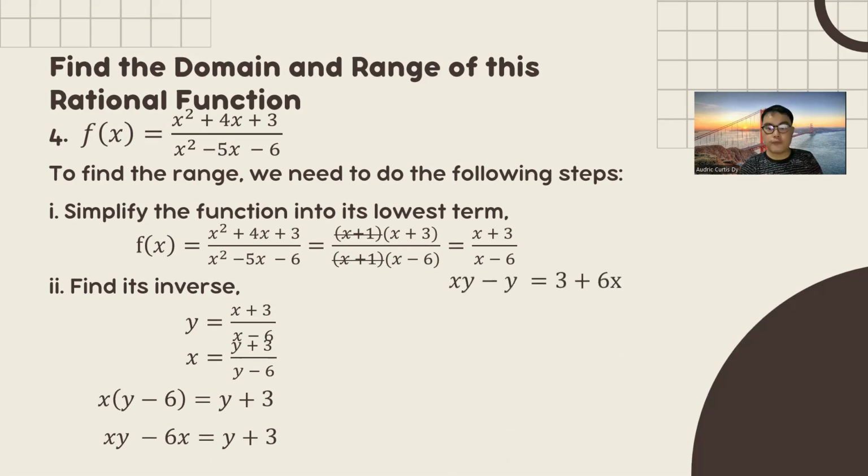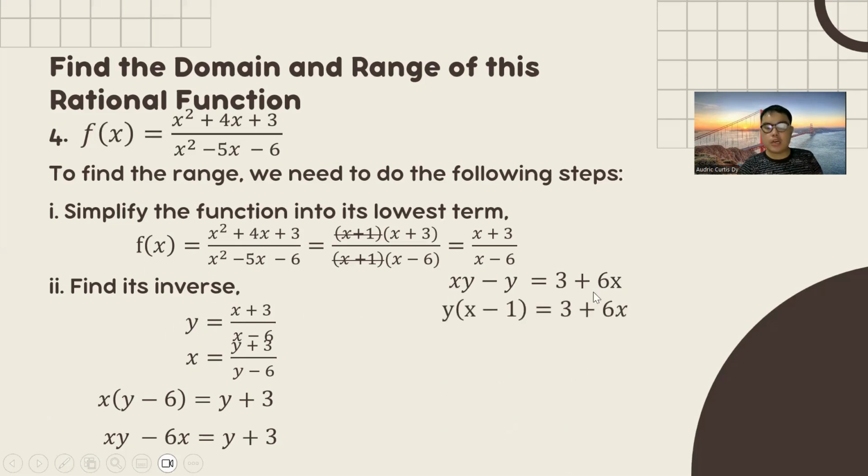Then we're going to solve for y by grouping all y's at the left side. So what will happen is y will be moved at the left side. So transposition ang ginawa natin. So this will become negative y. Then the negative 6x being transposed at the right side, so this will become plus 6x. So xy minus y equals 3 plus 6x.